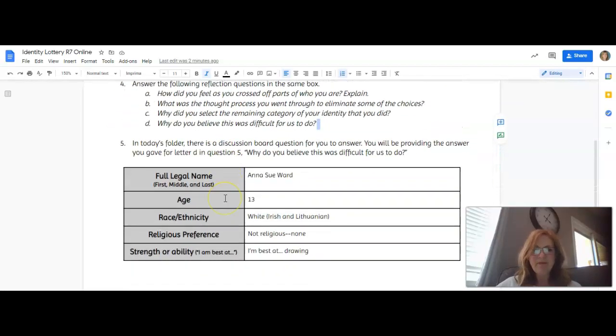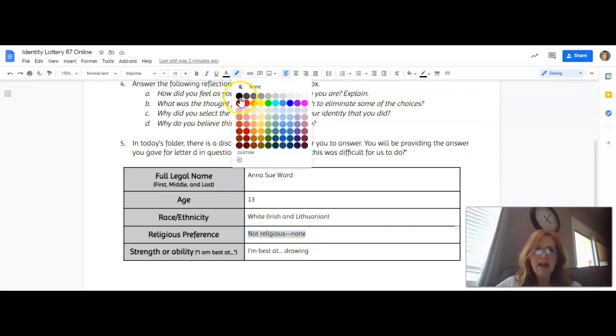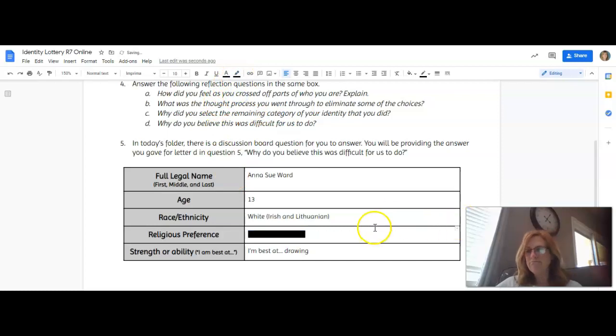All right, so let's say that Anna looks at this and says, well, since I'm not religious, that really is the one that's the least important. So you highlight that in black. In other words, you're blocking it out. It's gone, not even a part of her identity anymore. Next, she might say age is not a part of who she is. She might say her name, maybe for some reason she doesn't like her name. I don't know what it might be.